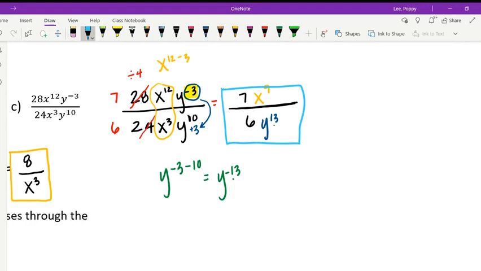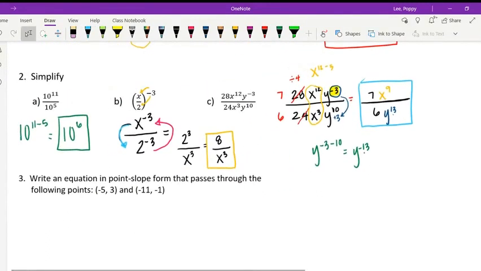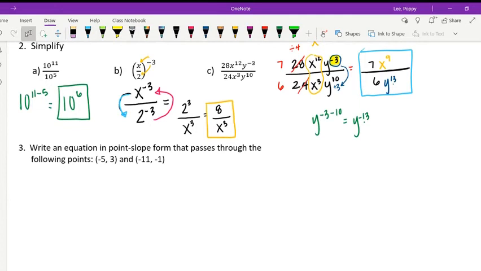I know there's a lot going on there, so just take it step by step, coefficient by coefficient, letter by letter, and you'll get there. Rewind the video if you need to. The last one, it's been a while, and I would absolutely hate for you guys to forget how to do this. So on number 3, I want you to write an equation in point slope form that passes through the following points.